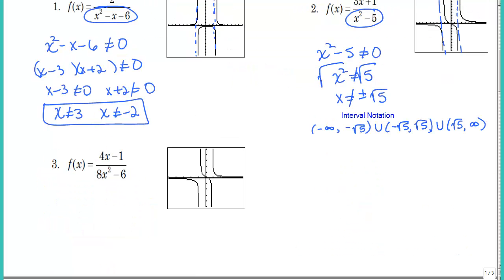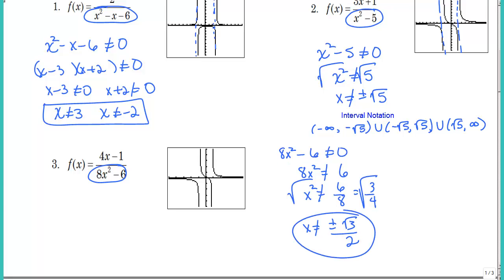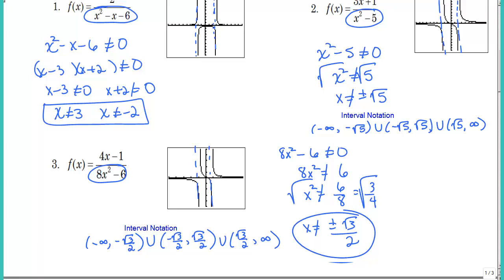Let's look at this third example, much like the second one. You're going to set the denominator not equal to 0. So we're going to add 6 and divide by 8. I'm going to reduce that and then take the square root. Don't forget your plus or minus sign. And again, I'm not too sure exactly what that is, but this looks like, yes, I would have 2 vertical asymptotes, and you could punch that into the calculator and look at the decimal approximation.